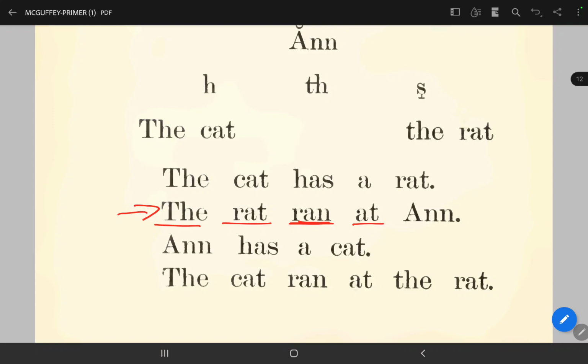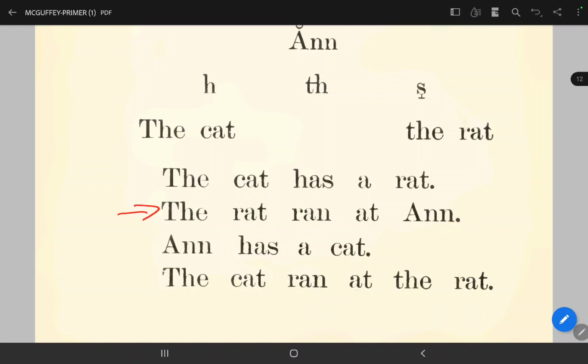A-T. The A says a, and the T says t, at. The rat ran at. And here's a girl's name, capital A-N-N, Anne. And you have a period at the end. The rat ran at Anne.